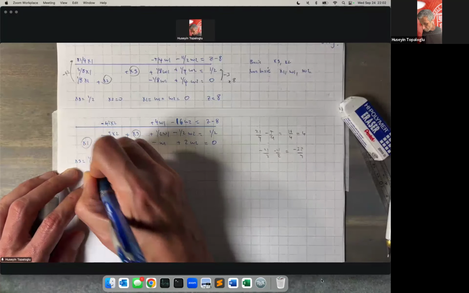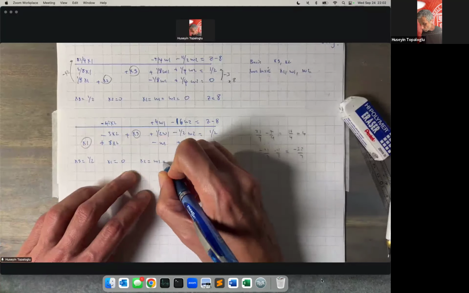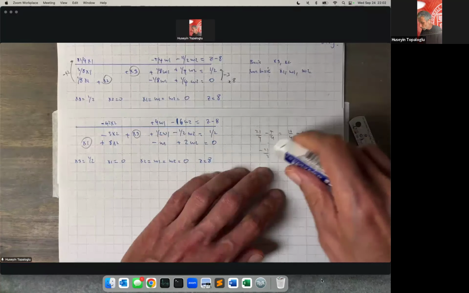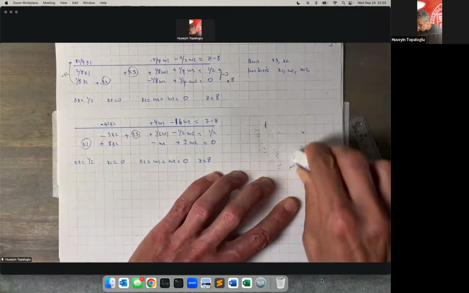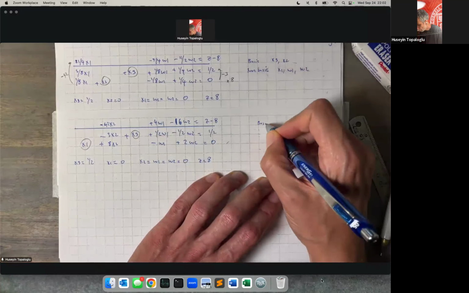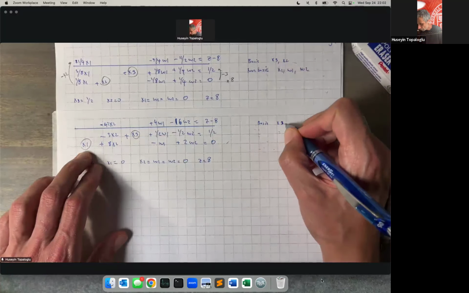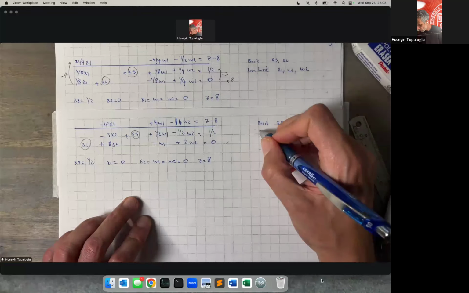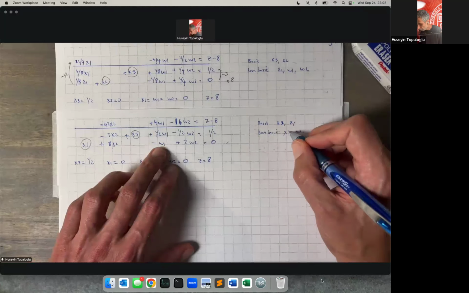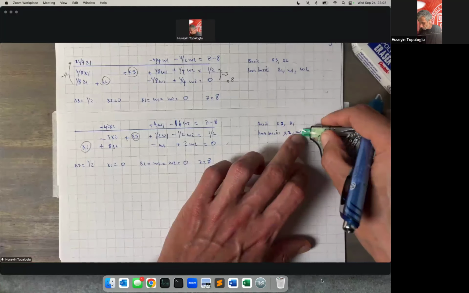x3 is equal to 1/2, x1 is equal to 0, x2, w1, and w2 are non-basic variables. They're all equal to 0. Z is equal to 8 as well. Let's mark our basic and non-basic variables. Basic variables are x3 and x1. And non-basic variables are x2, w1, and w2.